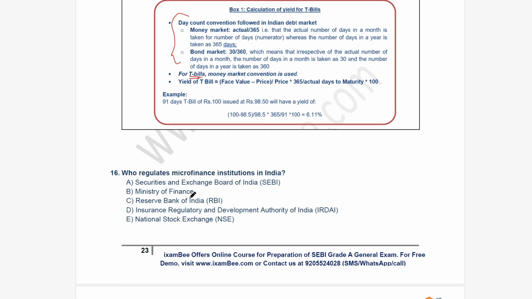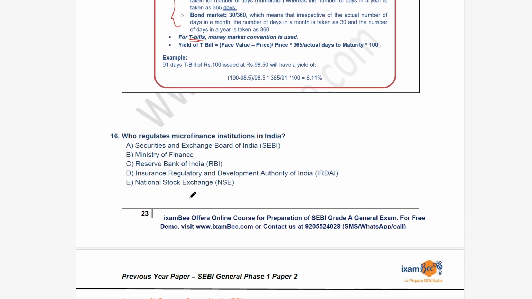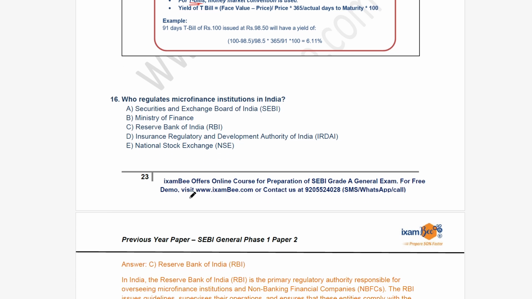Who regulates? Here we come to the regulatory bodies related questions. Who regulates microfinance institutions in India? So if you had been practicing and understanding well, microfinance is a type of NBFC, right?